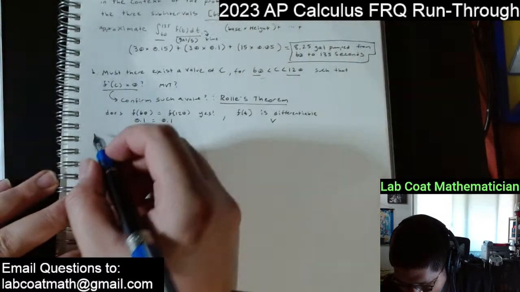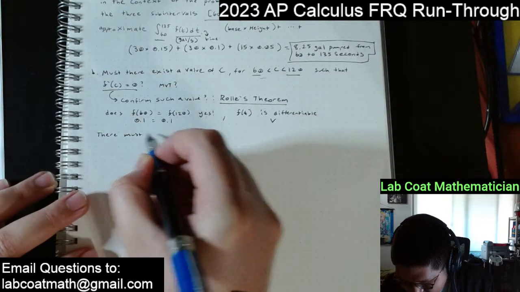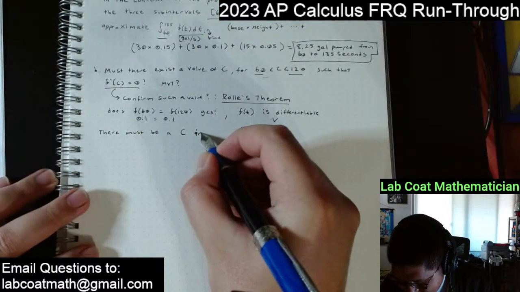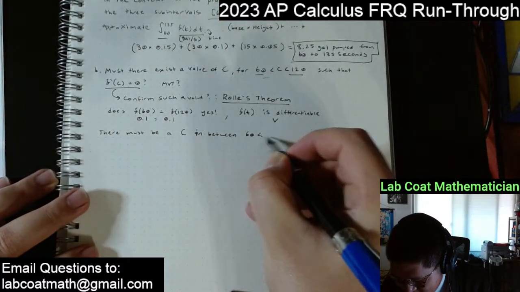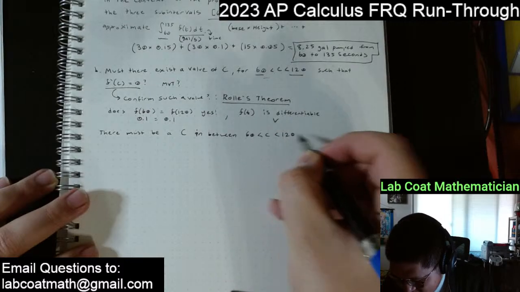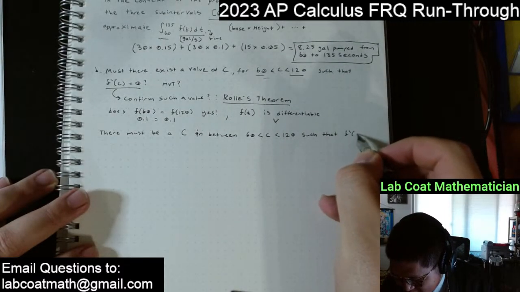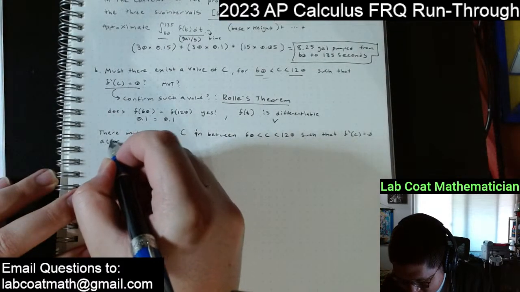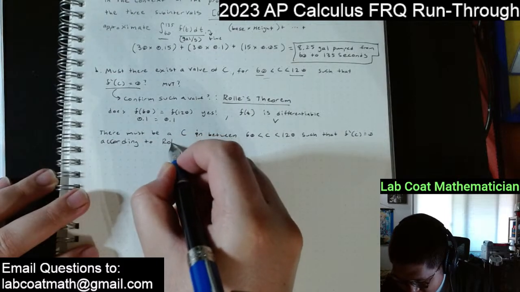So we can then conclude there must be a C in between the interval 60 to 120, such that the f prime of C is equal to 0, according to Rolle's theorem.